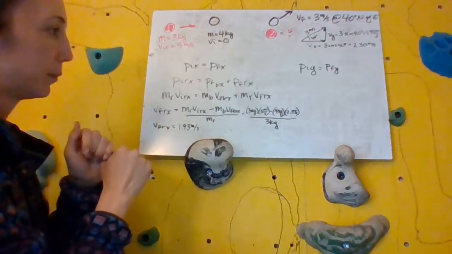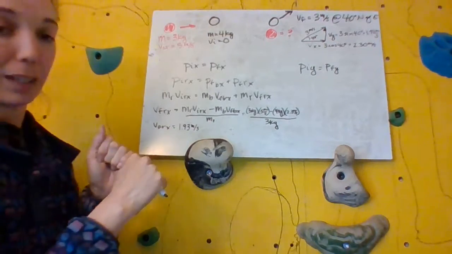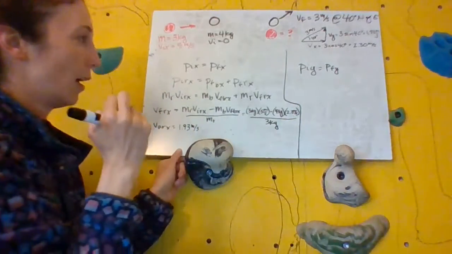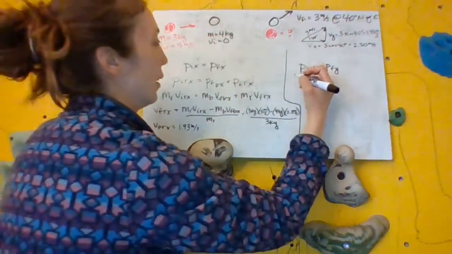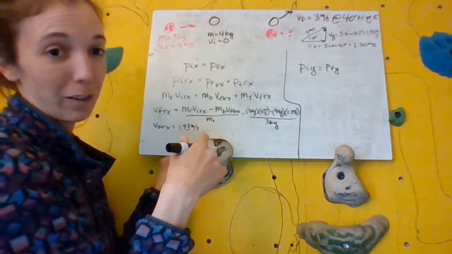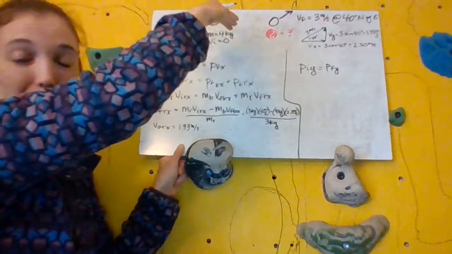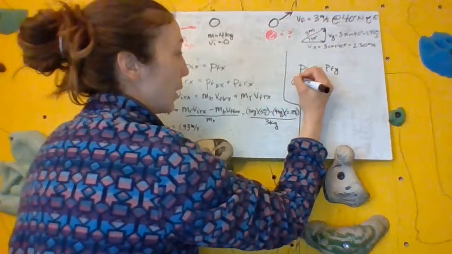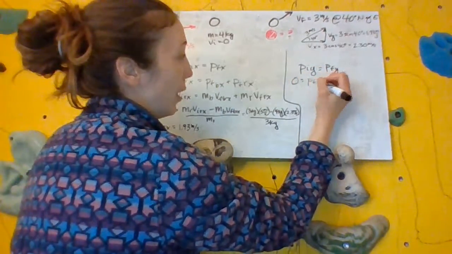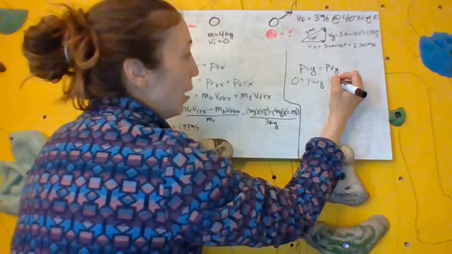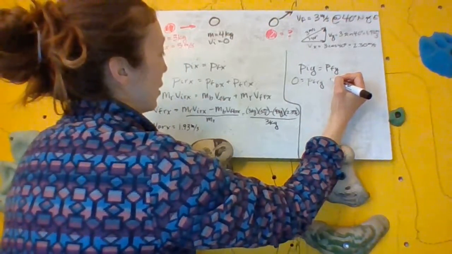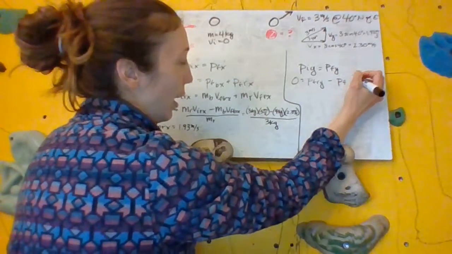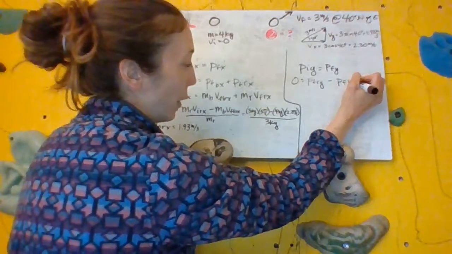So now I do the same thing in the y direction. I have the initial velocity, or the initial momentum in the y direction is 0, right? Because the red ball is the only thing moving initially, and it's not moving in the y direction. So we just put 0 equals momentum final of the red ball in the y direction. I'm going to write this without vectors. So I'm going to subtract momentum final of the black ball in the y direction.